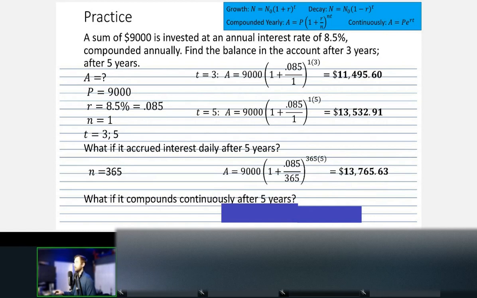Okay, and then this last one, give me a green check when you finish the last question on this page. What if it compounds continuously after 5 years?